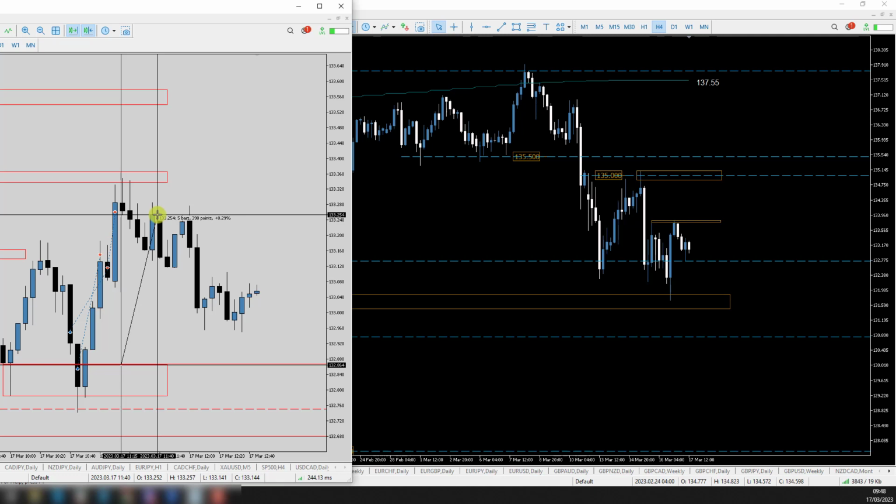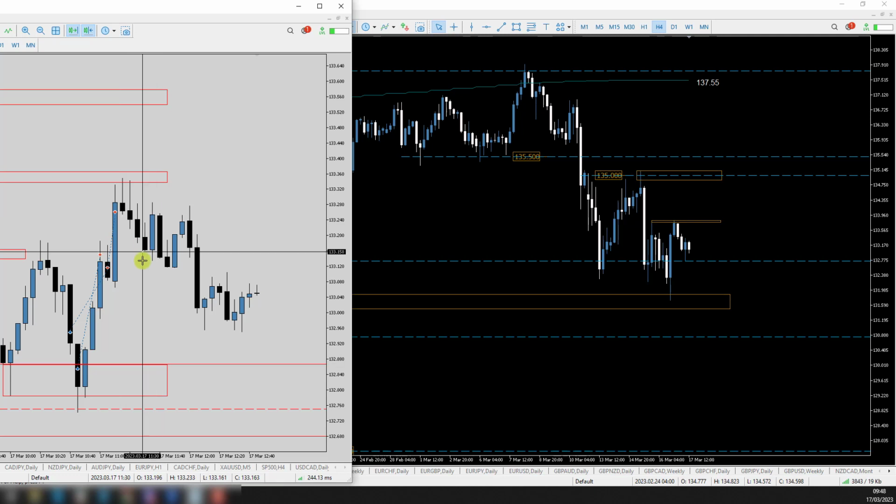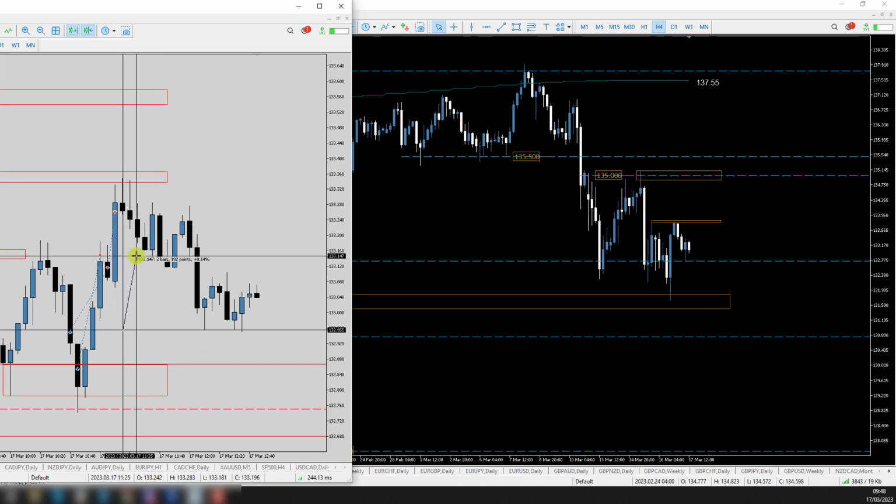That was a sort of 40 pip run in total. I then went long here and took profits at the highs there. That's around a 20 pip total. So in total, over the two trades, there was a 60 pip return. We've then come into a resistance level.